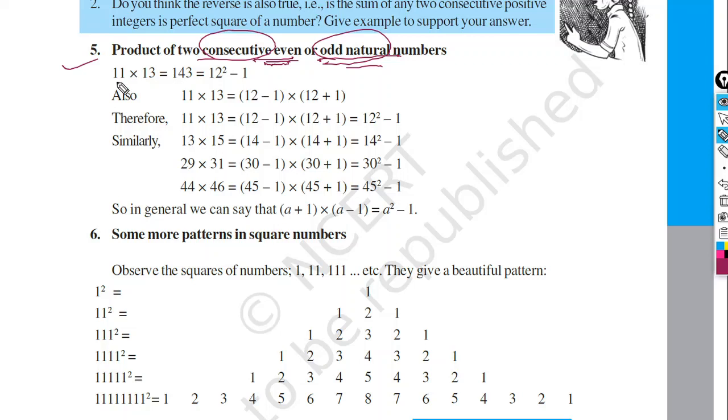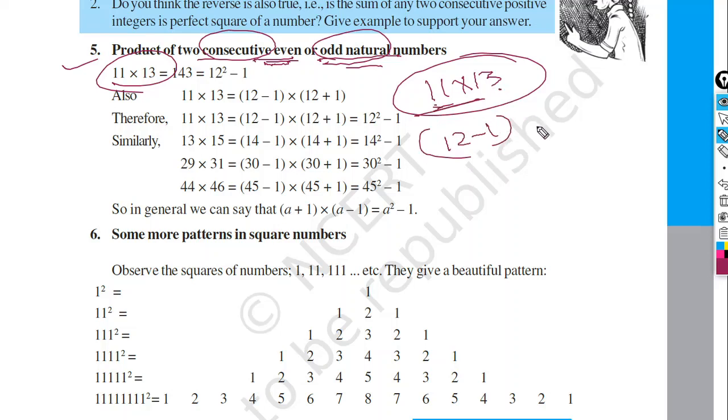Okay. So suppose consecutive even or odd numbers, you can take any example. Suppose 11 into 13, they are consecutive odd numbers. Now 11 is 12 minus 1 and 13 is 12 plus 1, isn't it? Now you see a formula is there, a minus b into a plus b. What is the formula? a square minus b square. So it will be equal to 12 square minus 1 square, or 12 square minus 1.